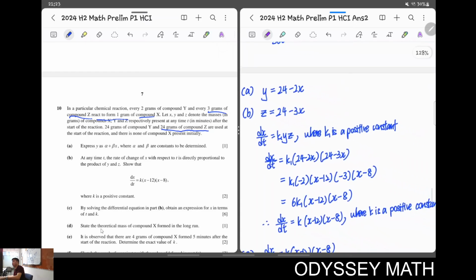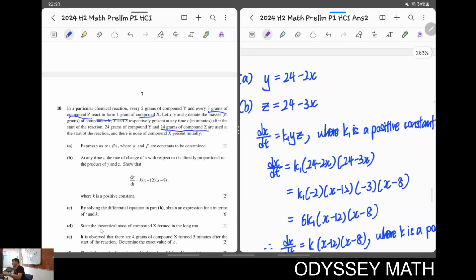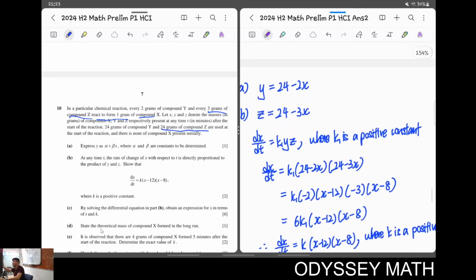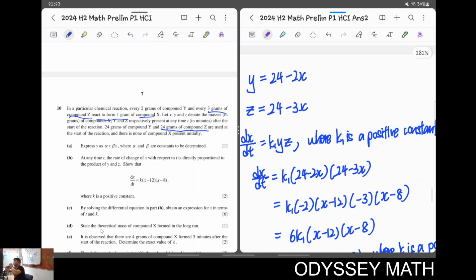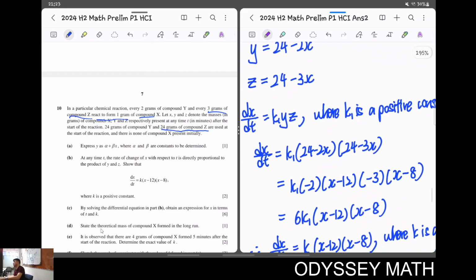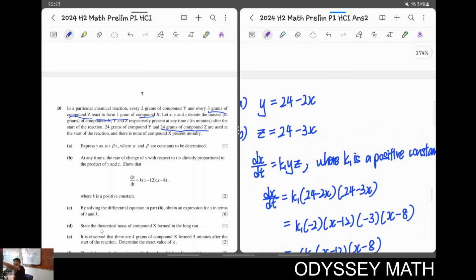And then we do the proportion now. dx/dt equals K1 times YZ, because it's directly proportionate to the product of Y and Z, where K1 is a positive constant. Because your X is the compound that is increasing in mass, K1 has to be a positive constant. So dx/dt would be K1, you plug in the Y, you plug in the Z, okay?